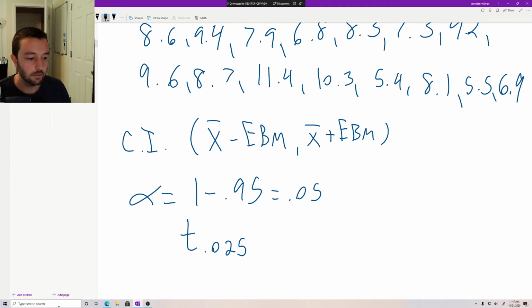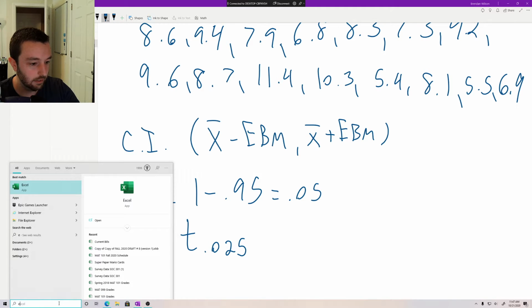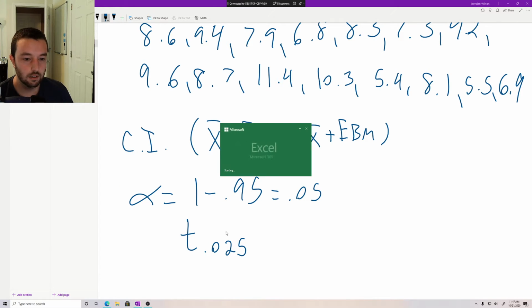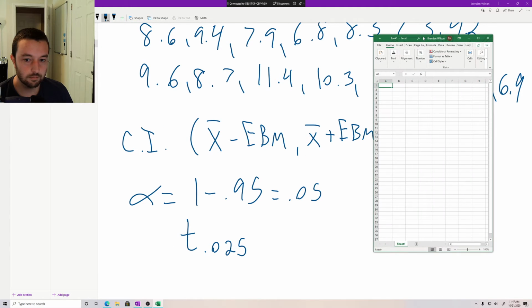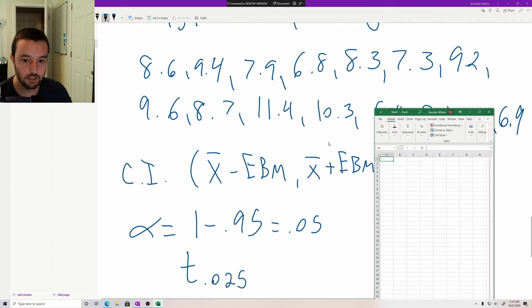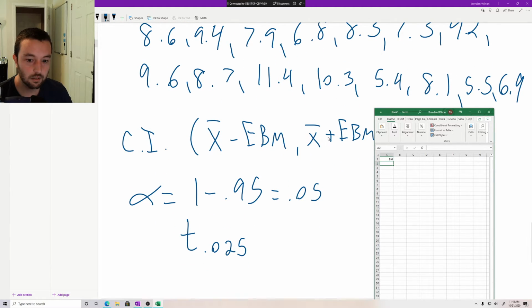Okay. Let's go ahead and throw this data into Excel here, so that we can just have it do all of our calculations for us. All right, so here's all of our data. You can see we have 15 of them.